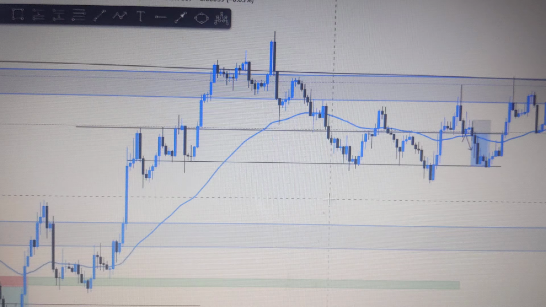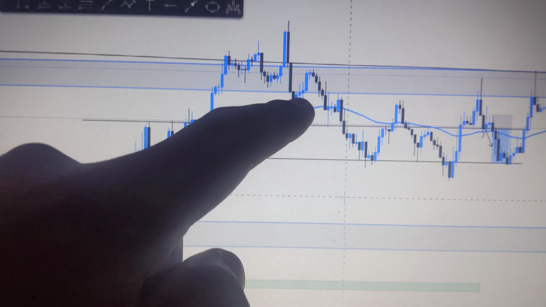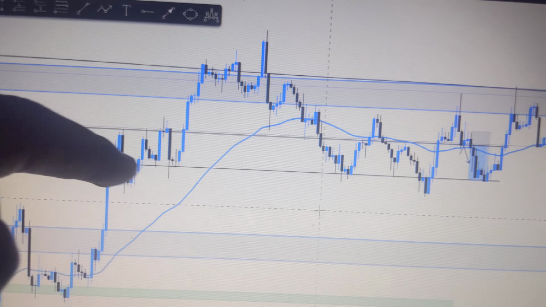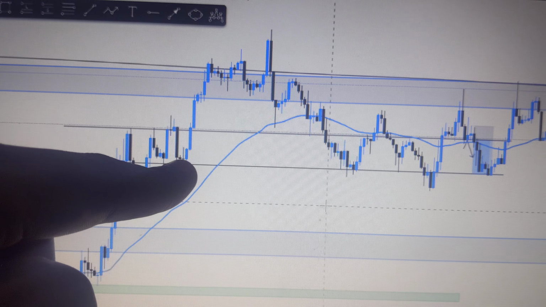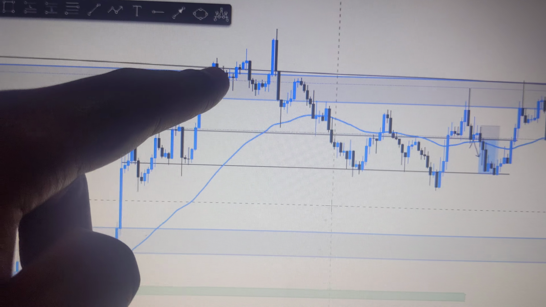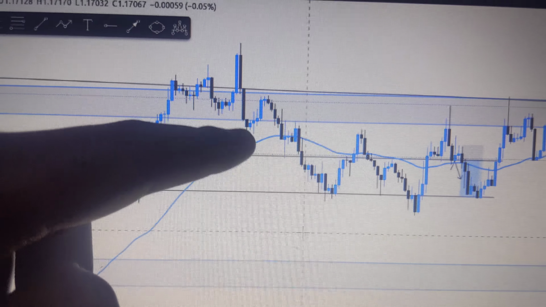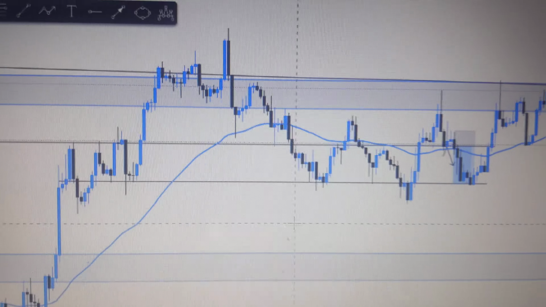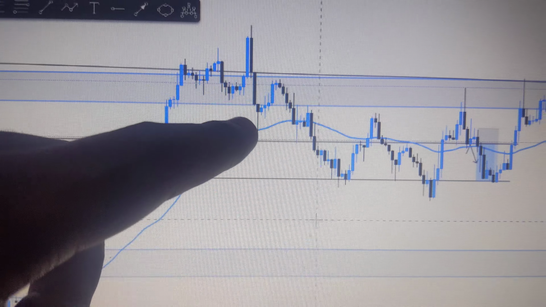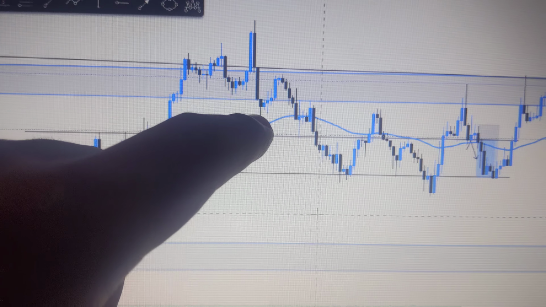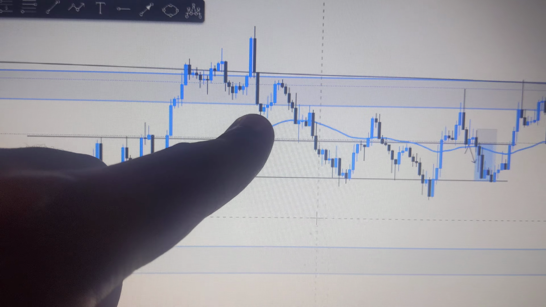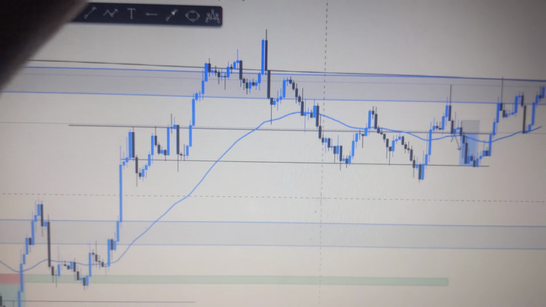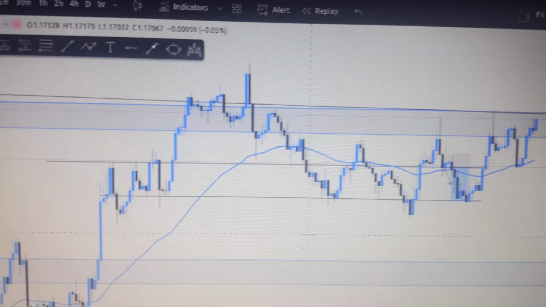So over here on the H4, you can see the market was bullish initially, with a higher low and a higher high. Then the moment we broke the higher low, the market formed a lower low and a lower high. I won't go so much into the details, but this makes the market go from bullish to bearish on the H4.